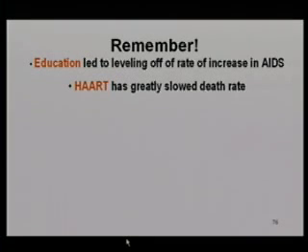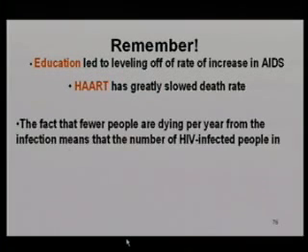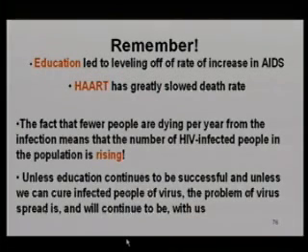Remember though, education has leveled off the infection rate, and the drugs have slowed the death rate. That means the number of infected people is rising, and education is our best bet at the moment to decrease the amount of spreading of the disease. The drugs are very expensive. They've been very successful in Western countries.